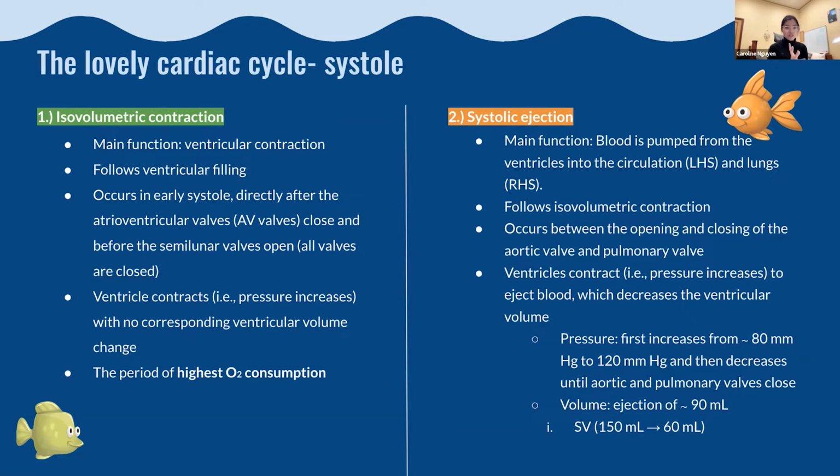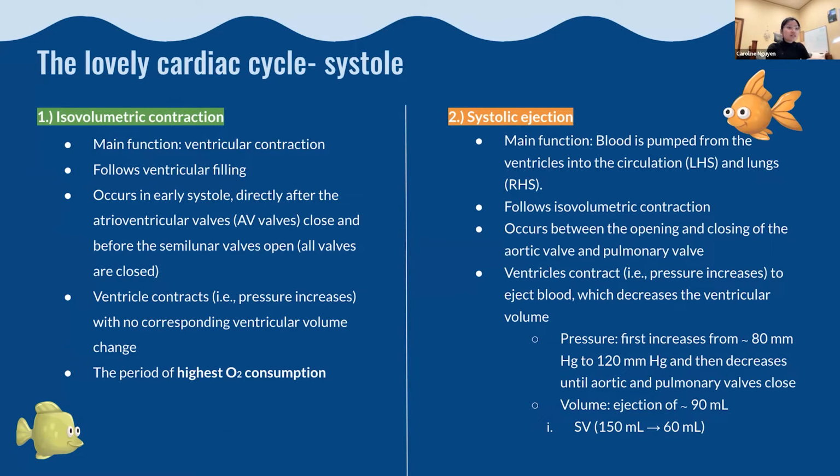So here the ventricle is full, it's being excited, and in early systole, right after the valves between the atria and the ventricles close, and before the semilunar valves open, we have this contraction of the ventricle. And here it requires a lot of energy, so it's when we have the highest oxygen consumption. Right after is going to be systolic ejection.